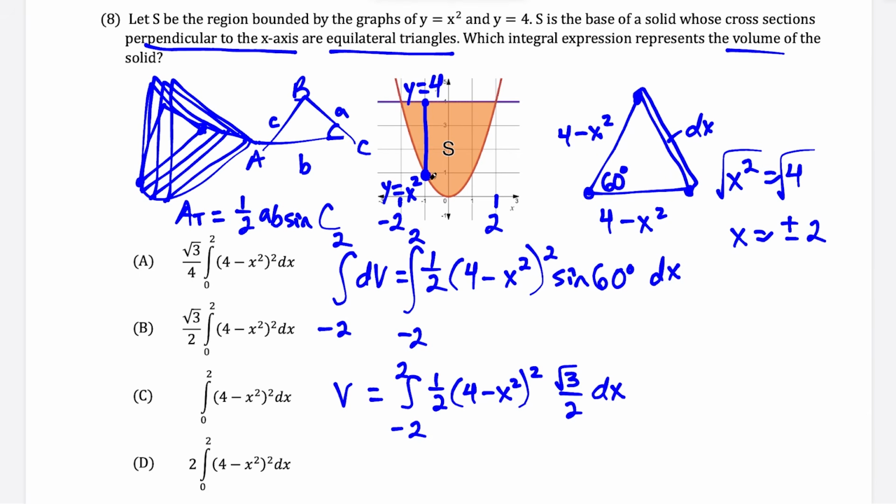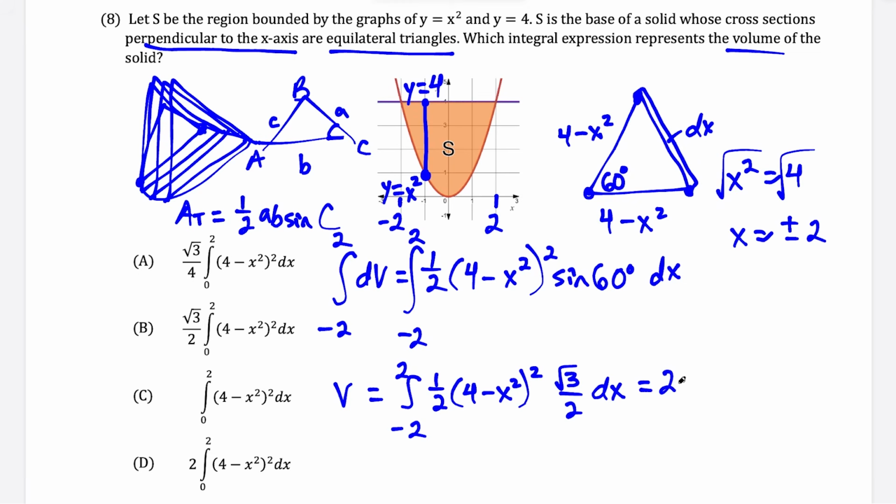Notice that this function y equals x squared is even. It has symmetry over the y-axis. And this region here, notice that instead of integrating from -2 to 2, we could do the integral from 0 to 2 and then just multiply the previous integral by 2. Okay, so now I'm just going to go ahead and do that.